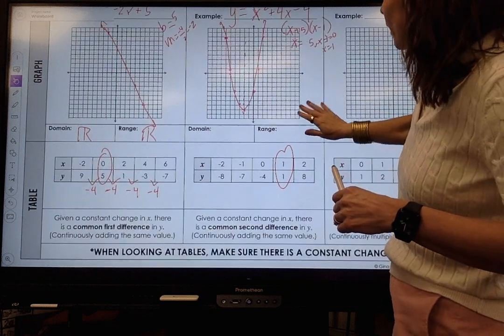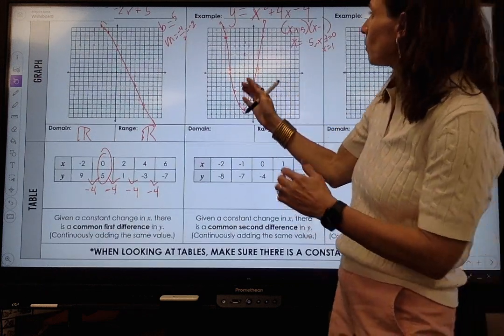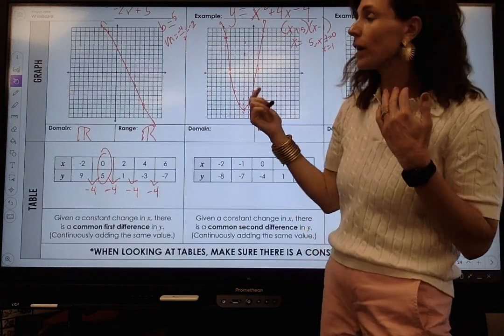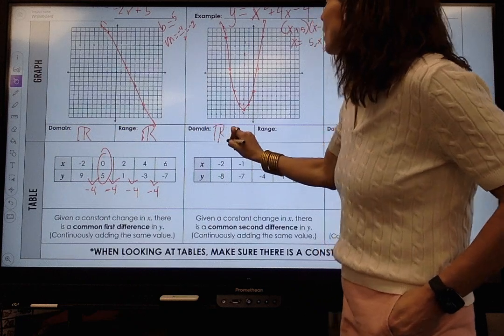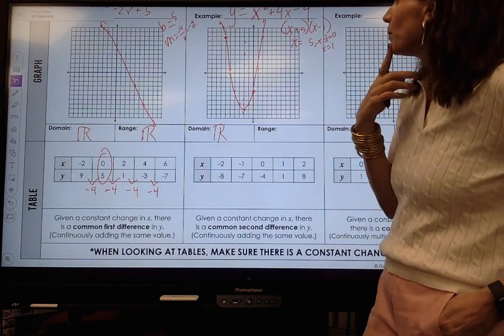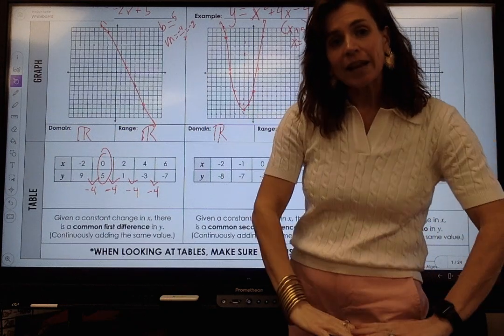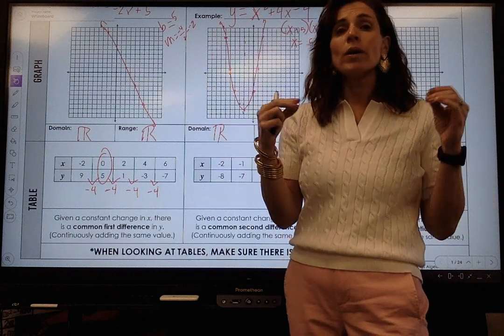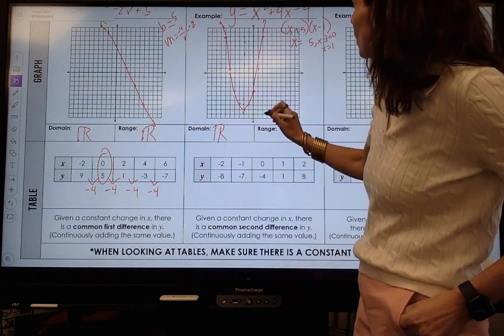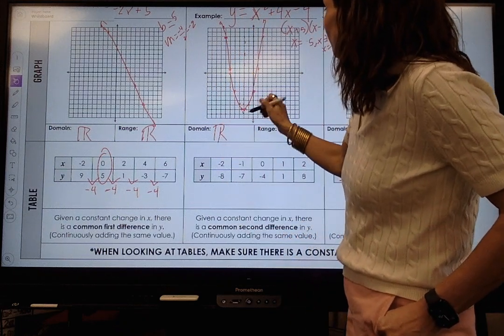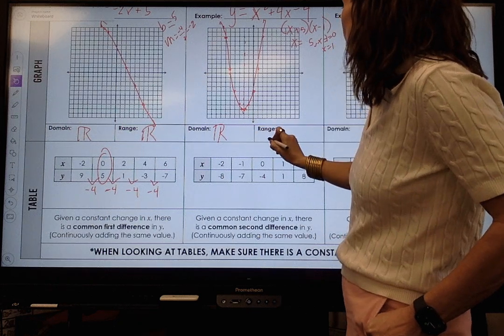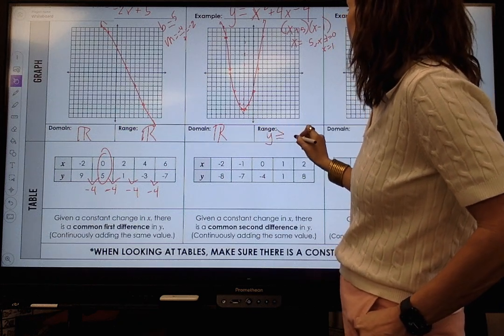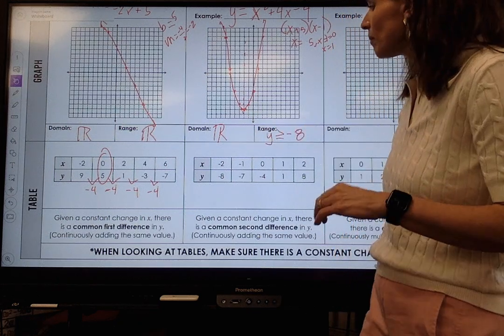We'll talk more about that later on in the unit, but we did this factored form earlier in the year. Okay, so we know domain: how far left it goes, how far right it goes. It goes infinite in both directions. So my domain is all real numbers. And my range, remember, is how far down to how far up. And we always go from least to greatest. So it goes all the way to -8, doesn't go below it. So y has got to be greater than or equal to -8.